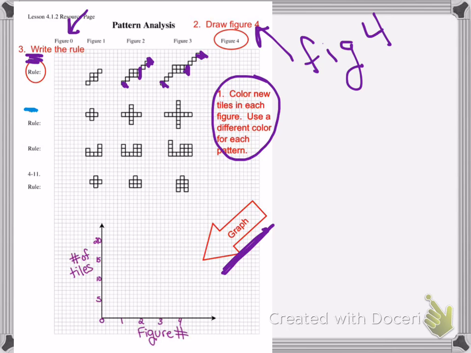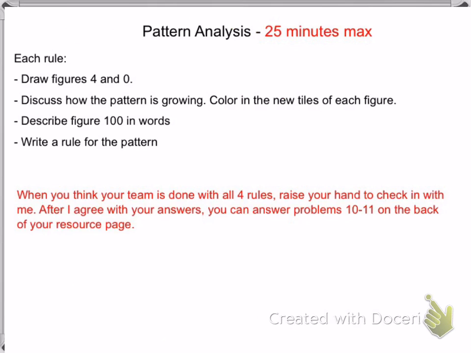So ultimately, class, here's what I'm asking you to do. I would like you to draw figures 4 and 0. Discuss how the pattern is growing, color in the new tiles of each figure. Describe figure 100 in words. This is going to be helpful when we move into more complicated equations and rules. Write a rule for the pattern. And then lastly, with your team, you are going to graph.